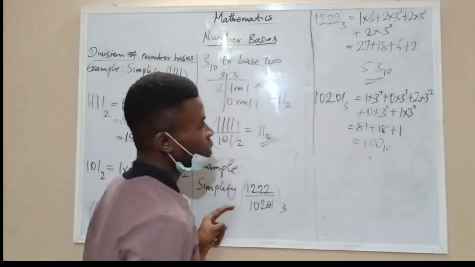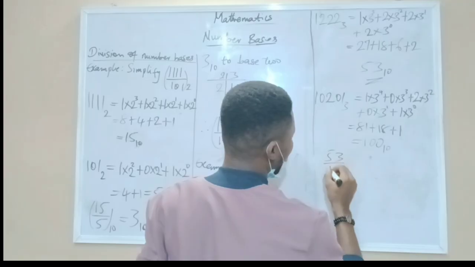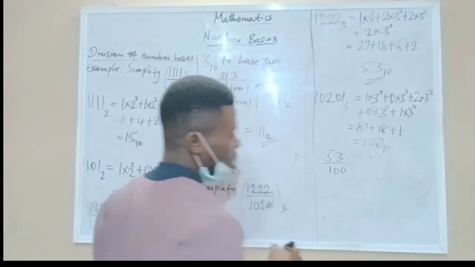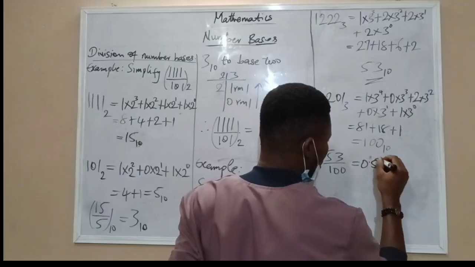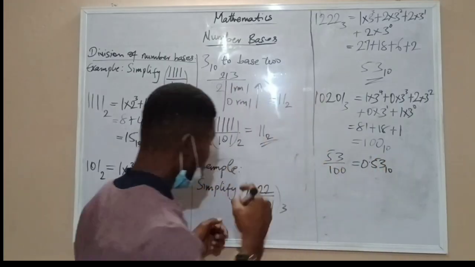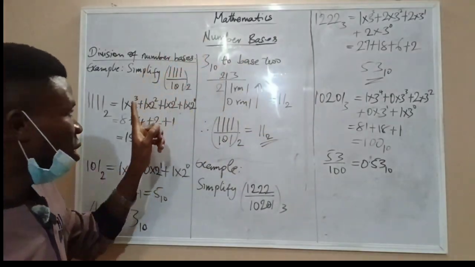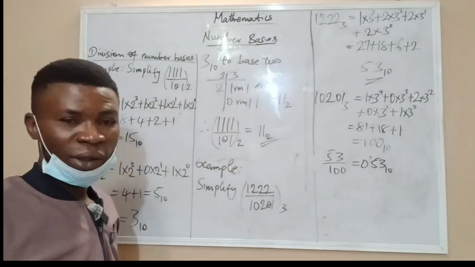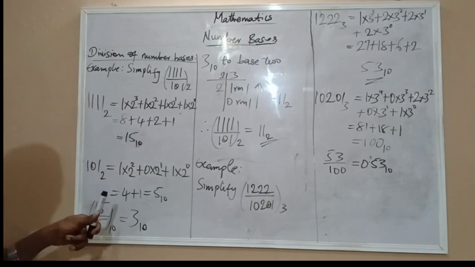So expressing it in this way, we have 53 over 100. And this will give you 0.53 in base 10. And now, of course, it is in base 10. We have to return it to base what? What is that? Base 3. This is where the work comes in. Is it that same math we are solving here? No.